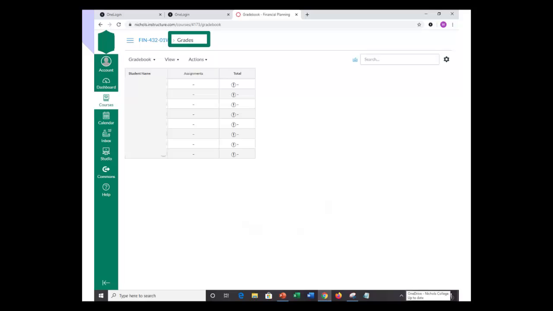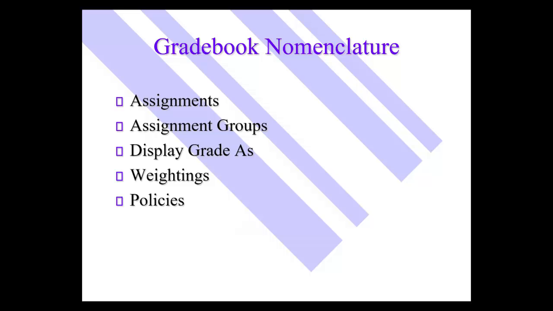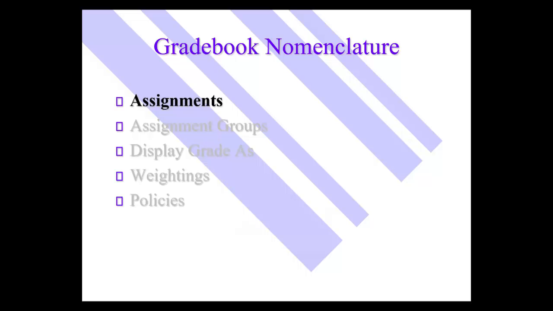But before we dive deeper into what it looks like in Gradebook, let's talk about the nomenclature, the way Gradebook explains things or uses terms. And the 5 key things I want to talk about are assignments, assignment groups, display grade as, weightings, and policies. Let's take those one at a time, starting with assignments.